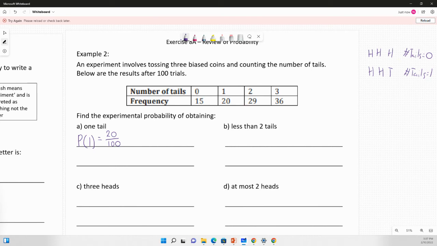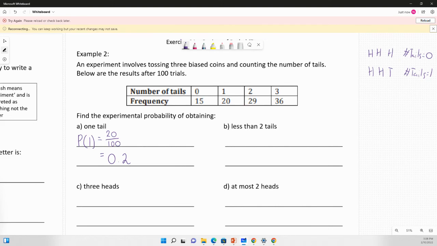You might like to write this as a fraction. For me, because it's out of 100, it really nicely works as a decimal, but either would be correct. So I'm going to call this 0.2, because if we cancel the zeros, it's 2 out of 10, 2 tenths. Tenths column, 0.2.